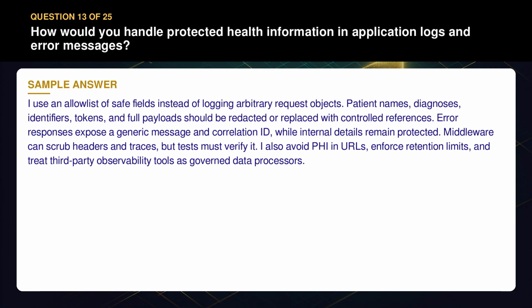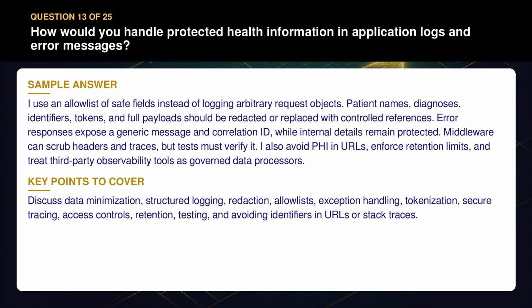Error responses expose a generic message and correlation ID, while internal details remain protected. Middleware can scrub headers and traces, but tests must verify it. I also avoid PHI in URLs, enforce retention limits, and treat third-party observability tools as governed data processors. Discuss data minimization, structured logging, redaction, allow lists, exception handling, tokenization, secure tracing, access controls, retention, testing, and avoiding identifiers in URLs or stack traces.